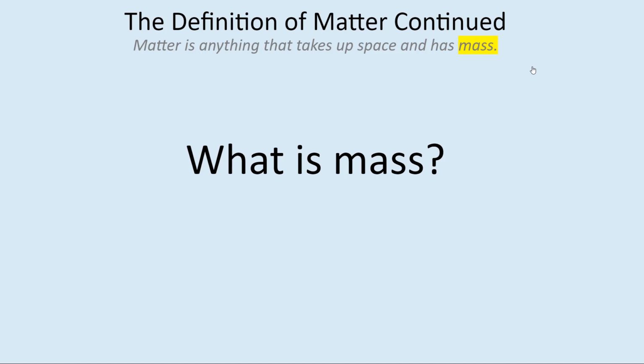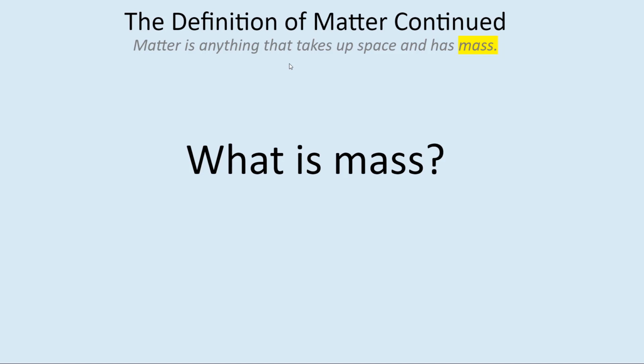So what I started with here is our definition of matter. That matter is anything that takes up space and has mass. So that's pretty much everything except things like fire and other forms of energy. Okay, energy and matter are two different things, but we're not going to really get into that too much today.